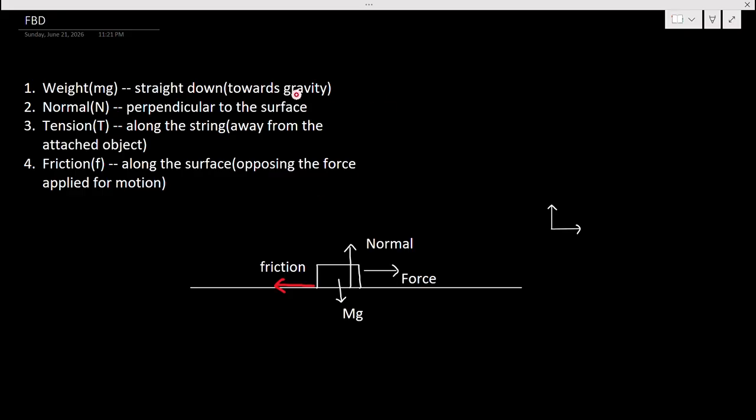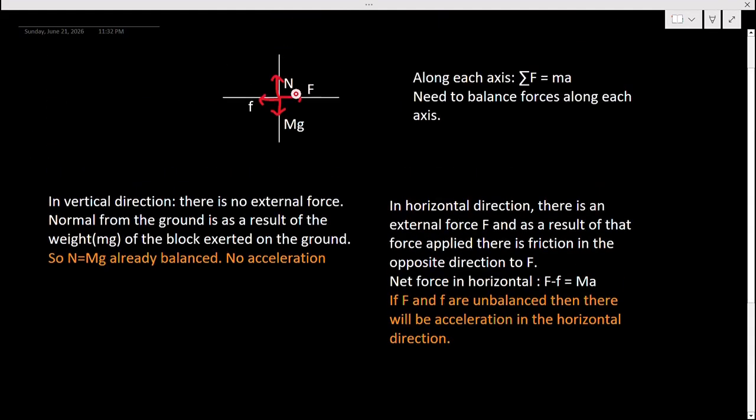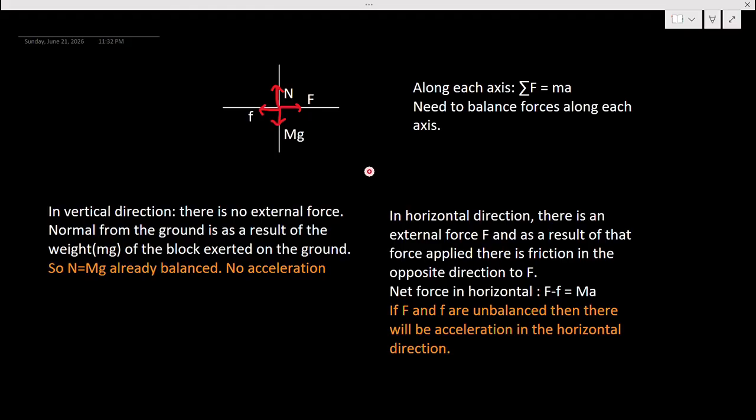And these are the four forces which we'll meet again and again in most of the scenarios. Okay. So I've drawn axes here. This is the vertical axis and this is the horizontal axis. From the FBD of the block, I have just put the forces on the axes, which we talked about just now. And it's just to show.